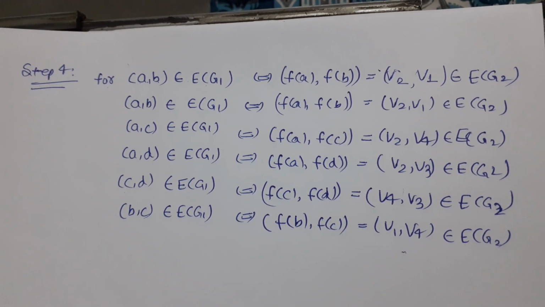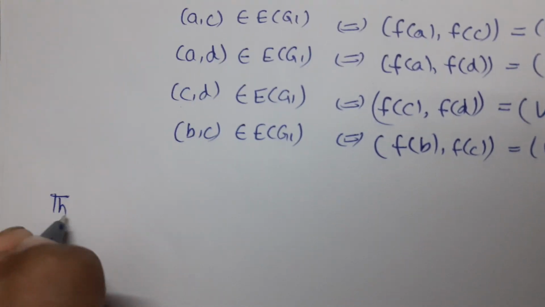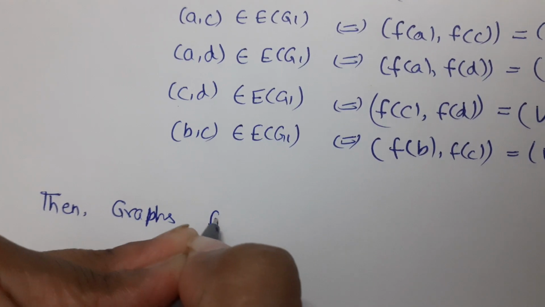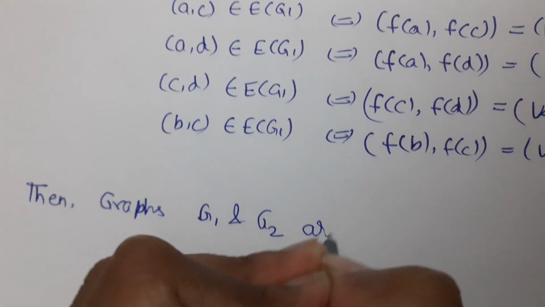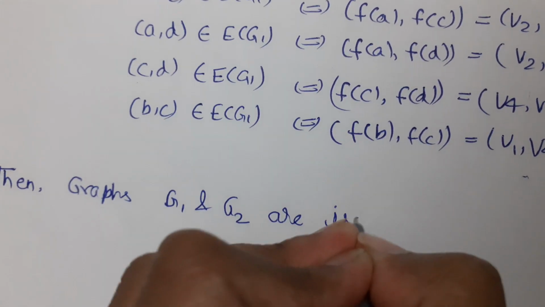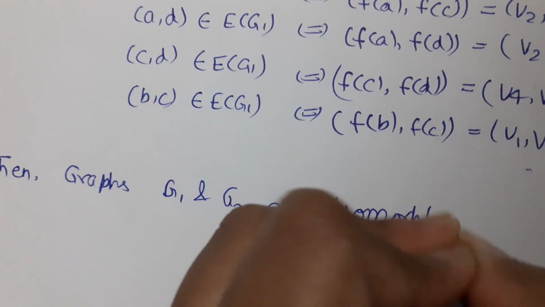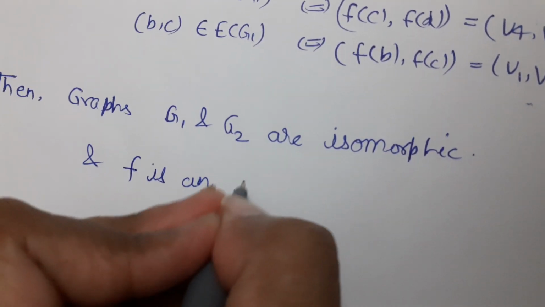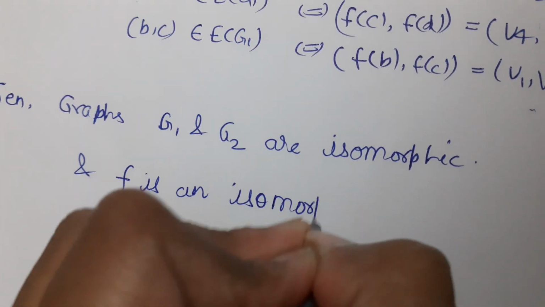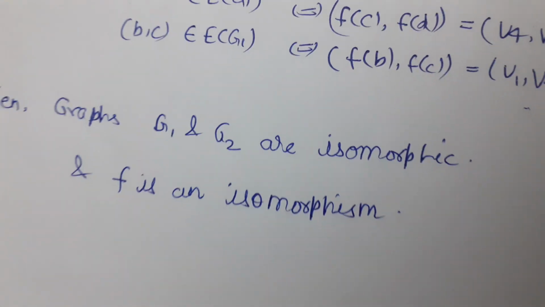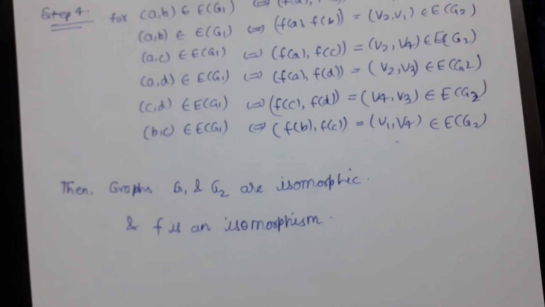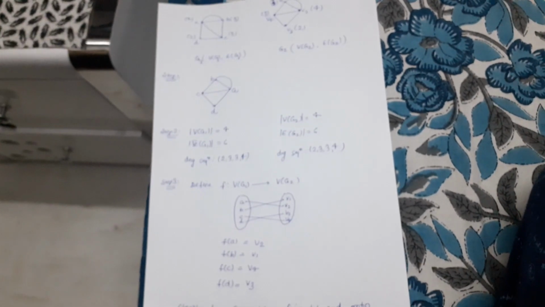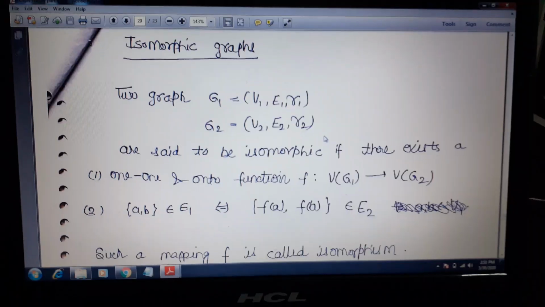If this is also verified, then you say graphs G1 and G2 are isomorphic and f is an isomorphism. This function f is called an isomorphism. And you are done with the question. You have to do all the steps whenever the question is asked. It's the exam. And yes, this topic is very important.